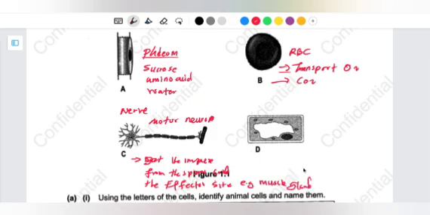Then cell D is called the palisade cell. Of course, it's a plant cell, but specifically it is called the palisade cell. In terms of the function, these structures that we're able to see are called the chloroplast or chlorophyll. This is the site for photosynthesis. In short, that is where the process of photosynthesis takes place.